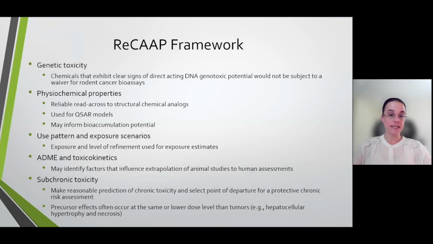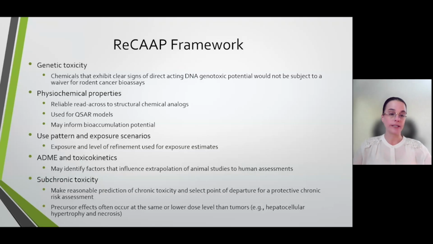Understanding the ADME and TK is important. This can inform the clearance rate or, again, the potential for bioaccumulation with a chronic duration of exposure. It can help identify species, sex, or age differences that may influence your extrapolation of data from an animal to a human assessment. An example here is using a PBPK model, or a physiologically based pharmacokinetic model, to better understand the internal concentrations in an animal for a comparison to a human exposure in order to better estimate your human risk. Because at the end of the day, the end game is conducting a protective human health risk assessment.